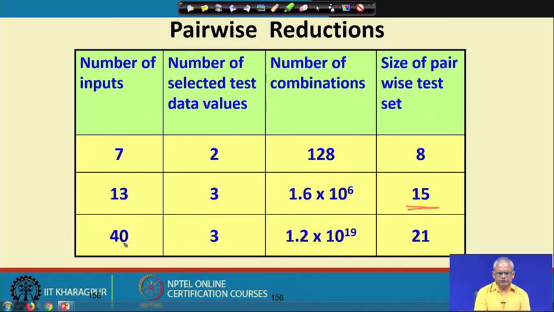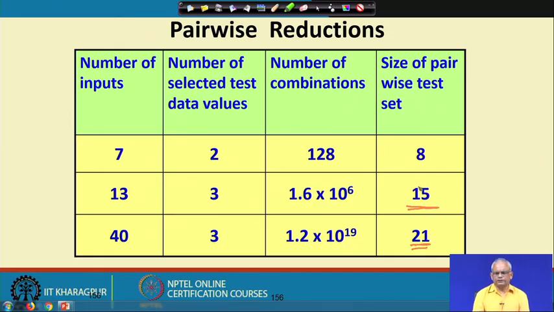Similarly, if the number of inputs is 40 and each one takes only 3 values, then the number of test cases is 1.2 into 10 to the power 19, and if there is a team testing these test cases, in their lifetime they cannot complete testing. But if we consider pairwise testing, then we can do with only 21 test cases, which is a manageable number.